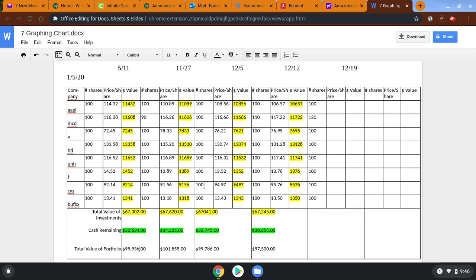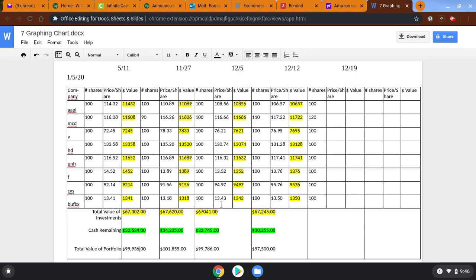So I decided to buy back my 10 shares, and did not do anything else with any of my other companies. I kept them at 100 shares, but if you notice again, I had to look up new prices. So I updated my prices from my chart number 5 for this week, the third week in, and my prices went from 110 to 108. That went down. 116.26 to 116.66, it went up, but Visa went down. Home Depot went down. United Health went down slightly. Ford went down slightly. CVS went up. It increased actually, and so did my Buff BX, slightly.